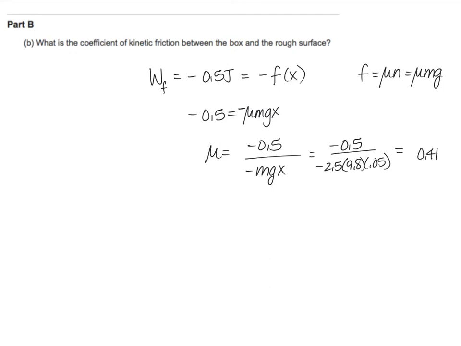And that's it. So those were our examples: one pretty simple conservation of energy problem, one conservation of energy problem where it was a little tricky, and finally one problem where we had to deal with friction and its effect on the conservation of energy.